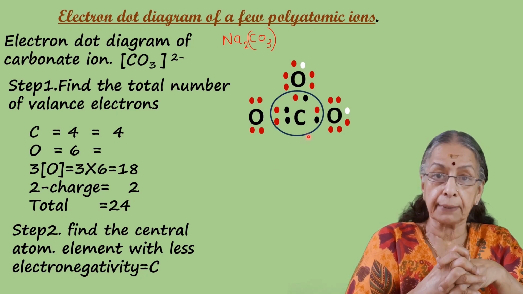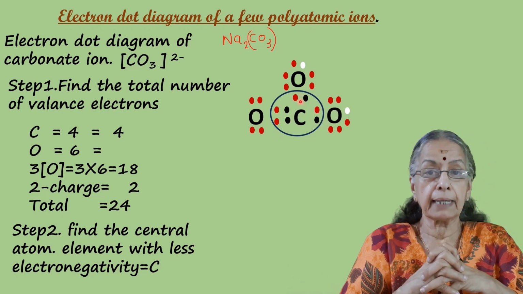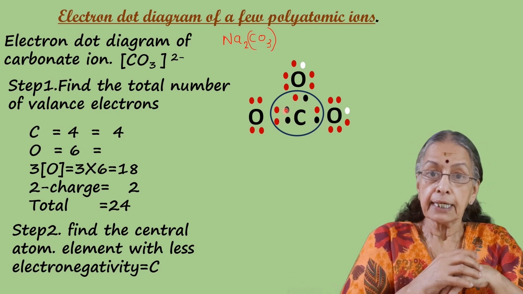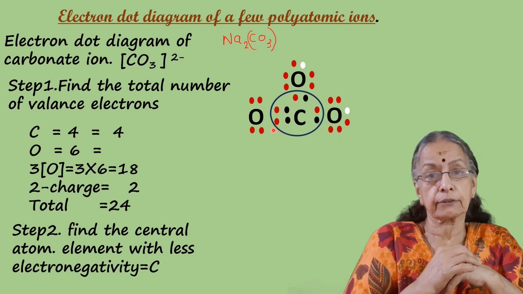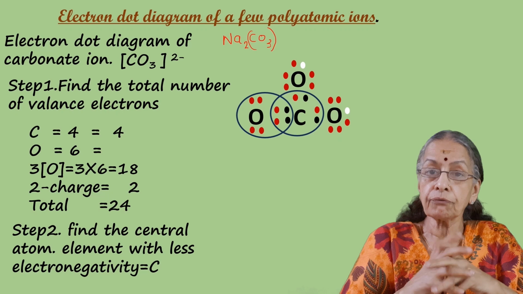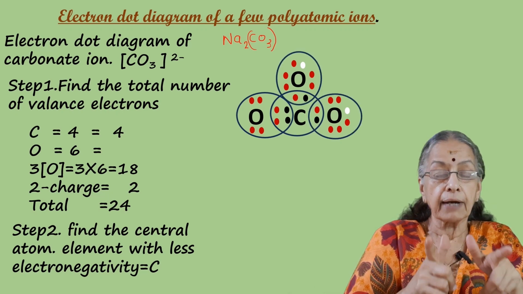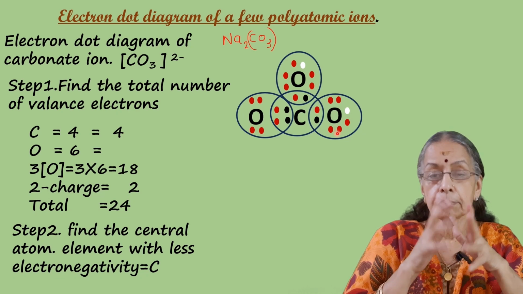Now, let us show the overlapping. This is the valence shell of carbon atom. The 4 black dots represent the 4 valence electrons of carbon atom. The valence shells of the 3 oxygen atoms also overlap the valence shell of carbon atom.